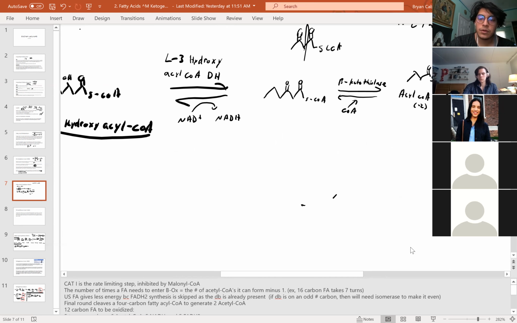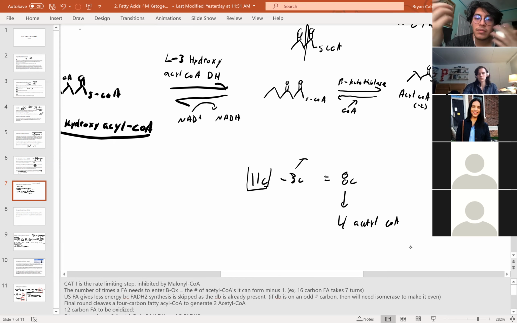So, okay, let's start over from here. Let's say you have 11 carbons. You have to subtract 3 carbons because those are the 3 that you toss away. You're not going to be using those 3 at the end. So you subtract 3, and you're going to be using 8 carbons for the production of acetyl-CoA. So from an 11 carbon fatty acid, you're only going to be producing 4 acetyl-CoA, and you're going to be tossing out the 3 at the end.